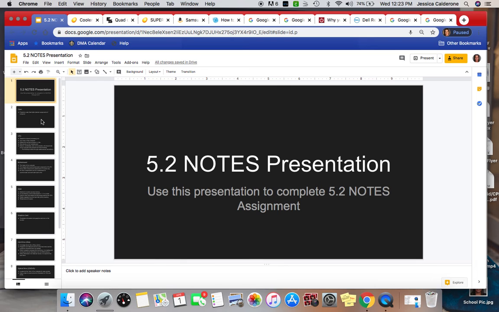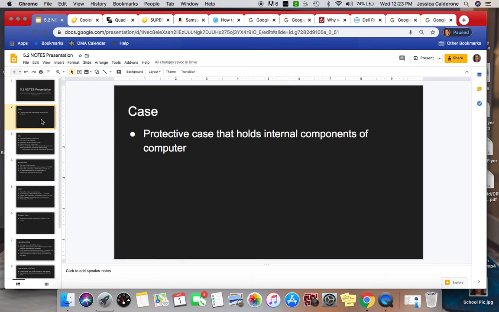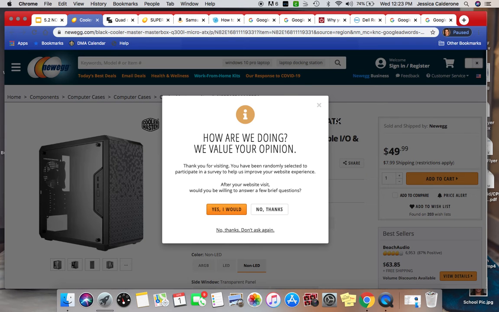Okay, the first word that we have for our definitions is case. Okay, so there's the definition there for you. Pause the video, take down the definition. But here is what a computer case will look like.